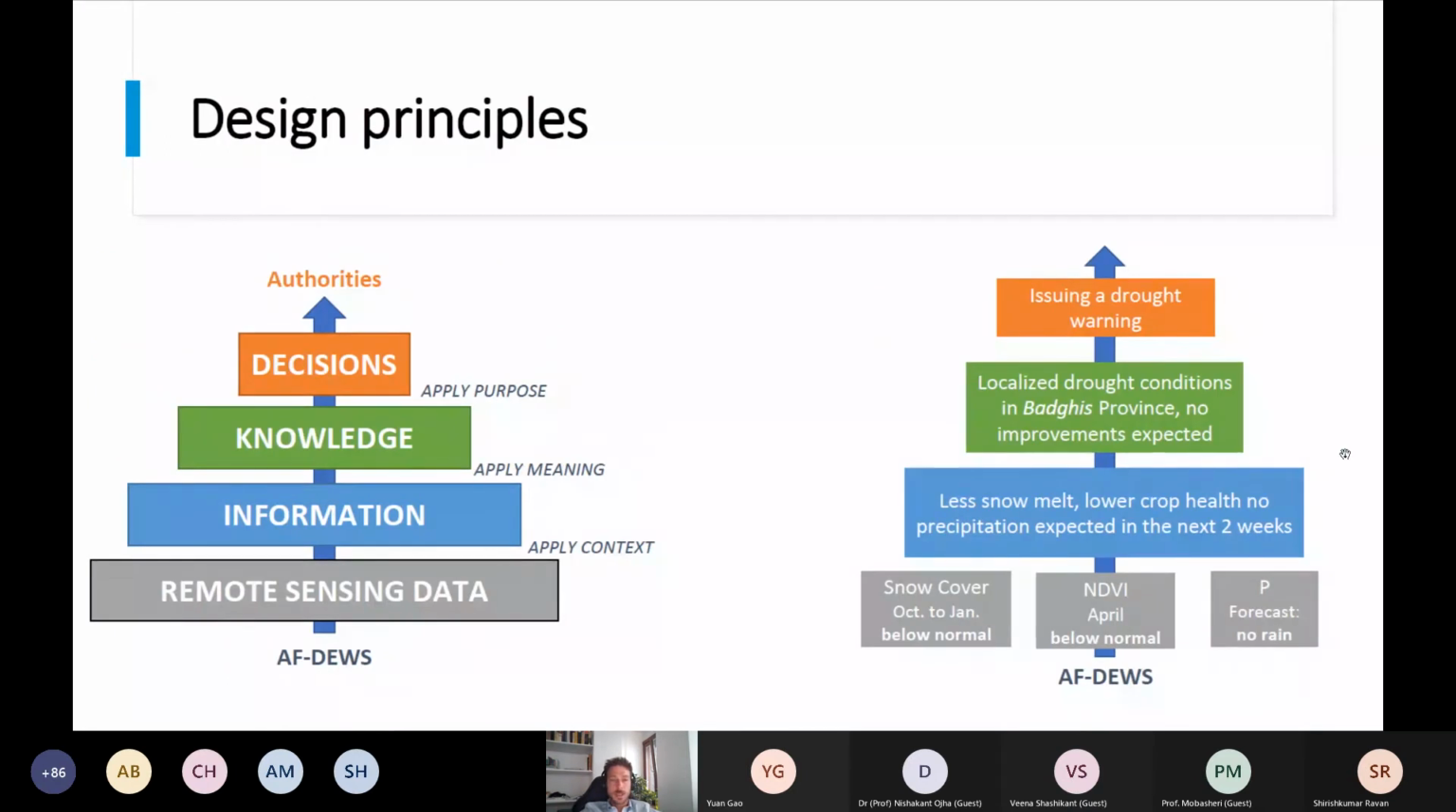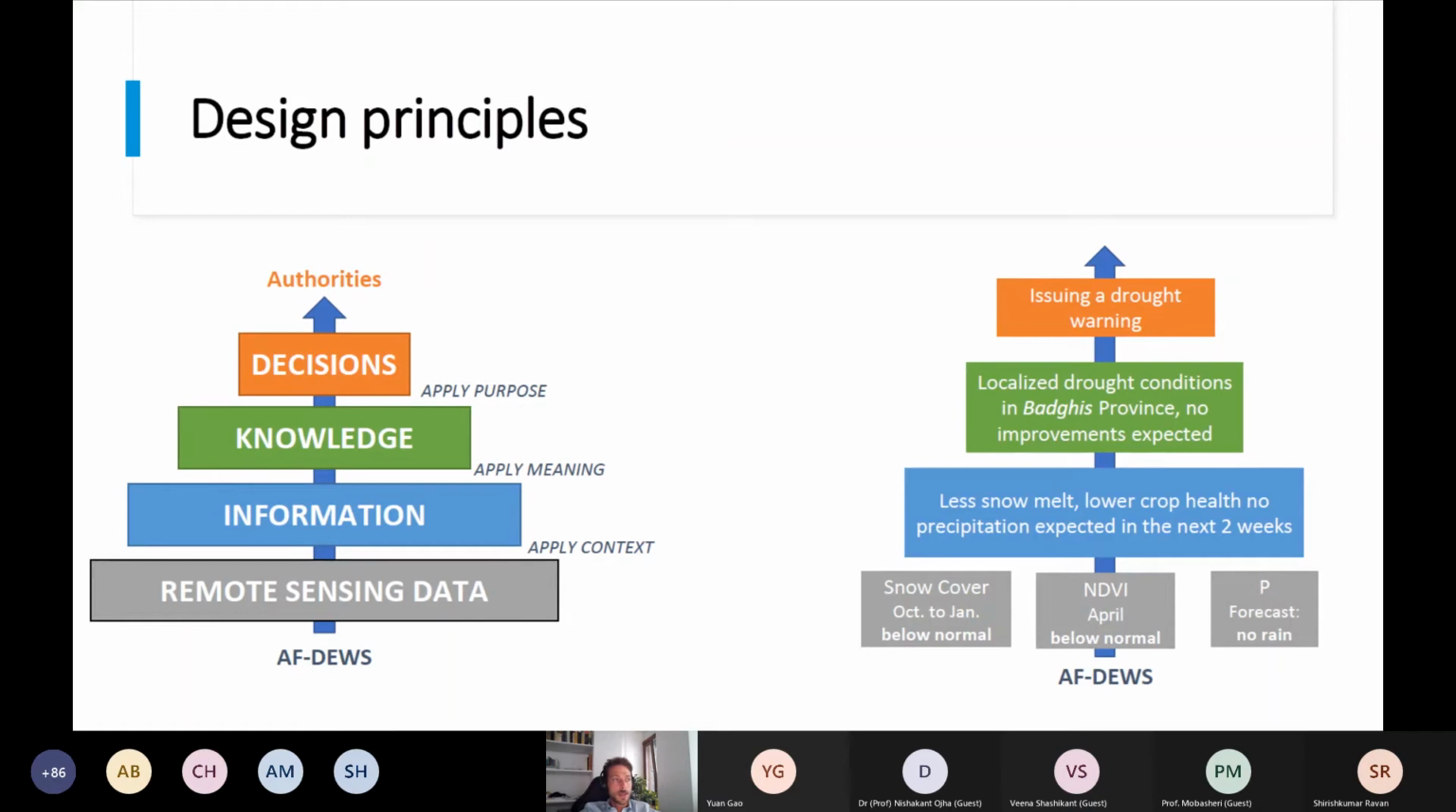So the AFDUs, as we can see in these two charts, basically enables the agency to easily access a lot of remote sensing data. It is also capable of providing to these agencies, through a very simple mechanism, the capacity to add context to these data to derive information. And by applying meaning to this information, we can derive knowledge. And this knowledge is what is needed to take decisions, to allow the authorities to take prompt decisions on the status of drought.